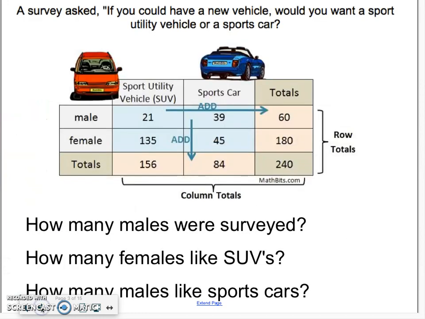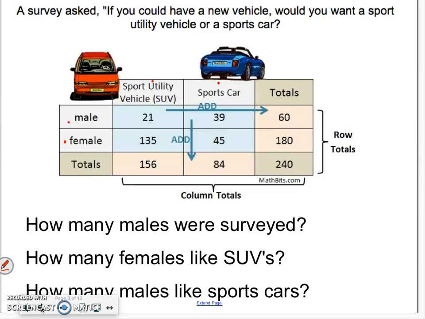Alright, so if we jump right into some examples here, a survey asks if you could have a new vehicle, would you want a sport utility vehicle or a sports car? So they give us a nice two-way table. You see that our categories are male and female, and our sport utility vehicle and sports car are the other categories. Also, they have our totals listed and all of our data points on the inside.